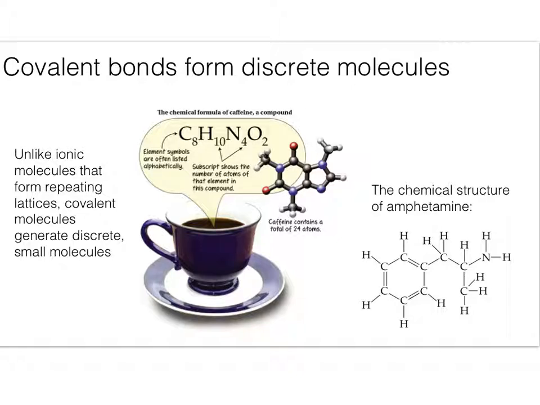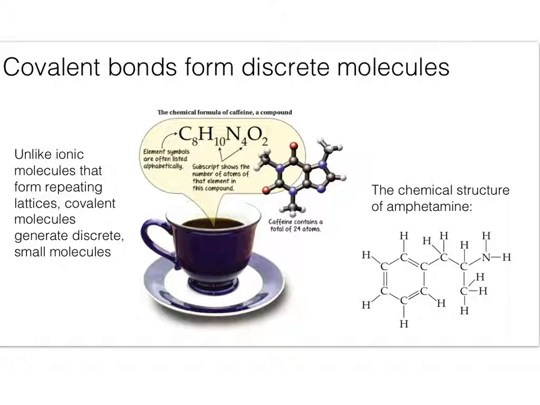I think one of the very first things that we should point out when it comes to covalent bonds is that covalent bonds form discrete molecules. So when we were looking at ionic systems, we would form Na plus and Cl minus, and that would repeat over and over and over again. And even though we had the empirical formula of NaCl, we knew that there was a billion sodiums and a billion chlorides. They were just repeating in all different directions, and that's what made the salt.